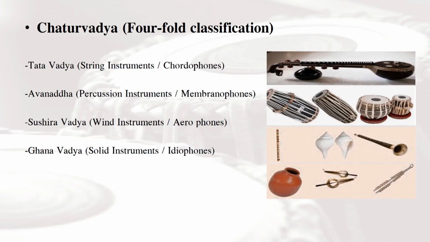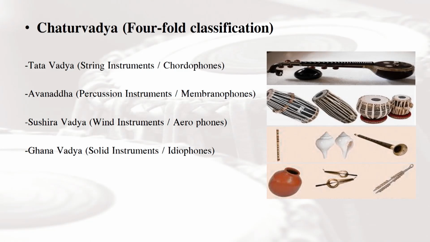The fourth and last category of classification we have is Ghanavadya, solid instruments known as idiophones. These are instruments where sound is produced by the vibration of the instrument's solid body, either by striking, shaking or clapping. These instruments typically do not have a membrane or string and are used for rhythm and accompaniment.